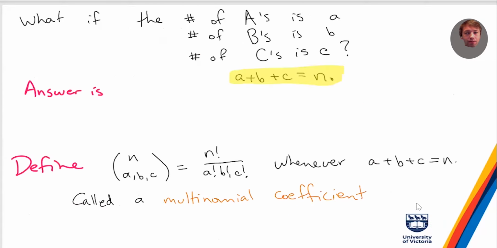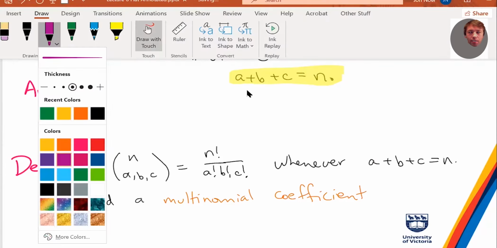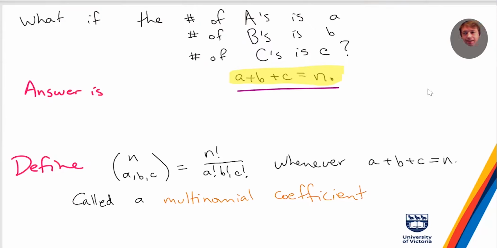But let's talk about this a little bit more. So this is basically what I just said. Suppose that you've got A's, the number of A's is little a, the number of capital B's is little b, the number of C's is little c, and let's say that n is equal to a plus b plus c. Then the number of ways to arrange them is n factorial over a factorial, b factorial, c factorial.